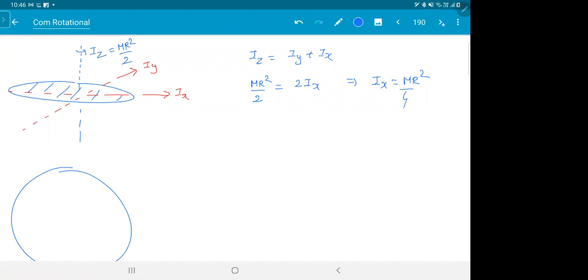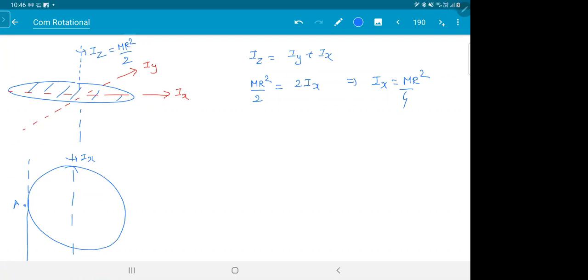Then you know about this axis. Ix, you want about this axis, and this distance is r. So I about it is mr square by 4, that is passing through the center of mass, plus mr square. That's 5 by 4 mr square. Check it out. Any step you didn't get, please ask me.